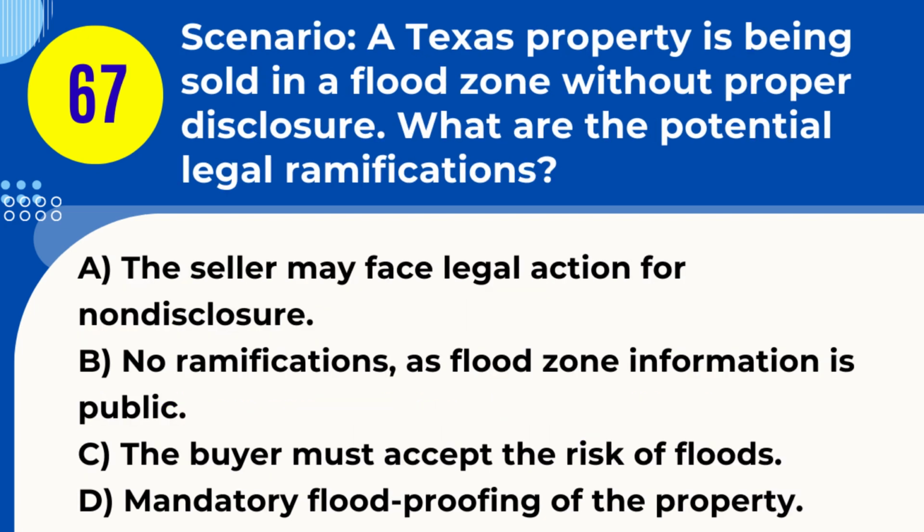Question 67. Scenario. A Texas property is being sold in a flood zone without proper disclosure. What are the potential legal ramifications? A. The seller may face legal action for non-disclosure. B. No ramifications, as flood zone information is public. C. The buyer must accept the risk of floods. D. Mandatory flood proofing of the property. Answer. A. The seller may face legal action for non-disclosure. Explanation. In Texas, failing to disclose that a property is in a flood zone can lead to legal ramifications for the seller, as sellers are required to disclose material facts that significantly affect the value or desirability of the property.